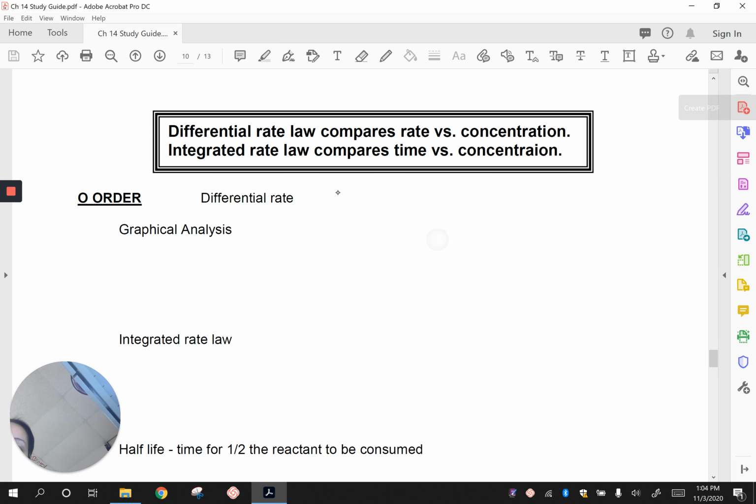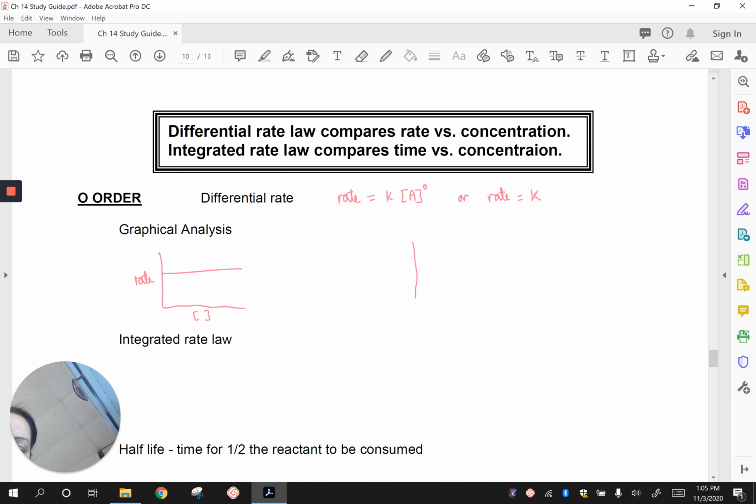So for the differential rate law, the equation would be rate is equal to the constant times the concentration of the reactant raised to the 0 power. Now anything to the 0 is equal to 1, so you can rewrite it as rate is just equal to a constant. If you were to graph rate versus concentration, you would have just a straight line like this because the rate is independent of the concentration.